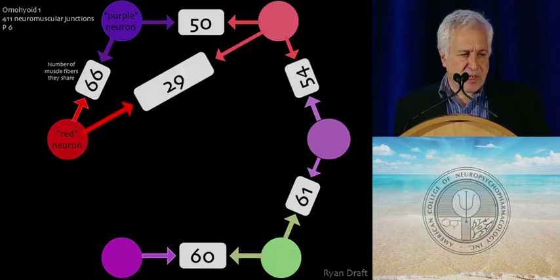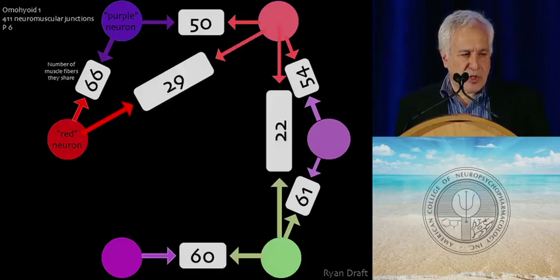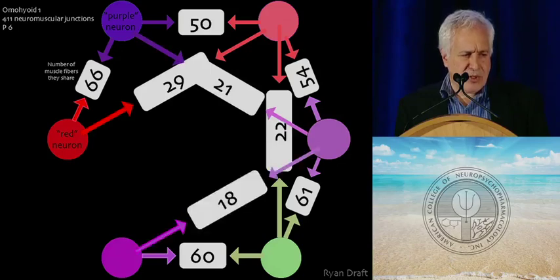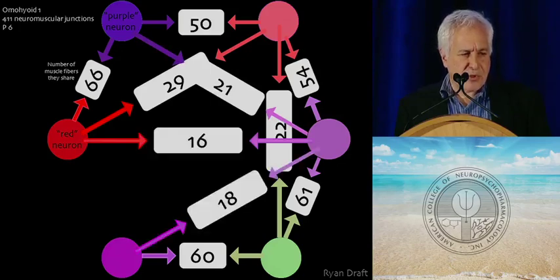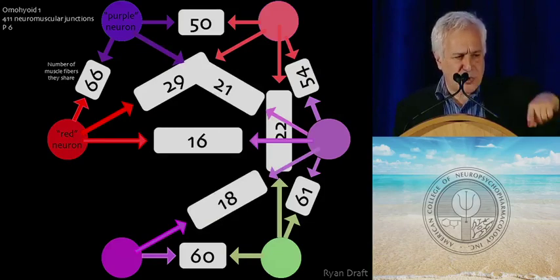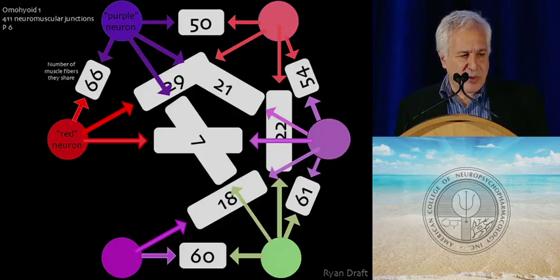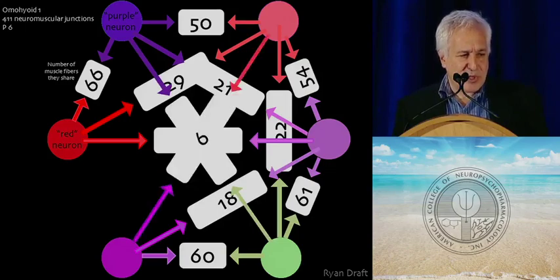The next most common actually was 29 by those two, which actually skips one in the particular order I've shown here. 22 neuromuscular junctions shared by those two axons, which skips one. 21 by those two, which also skips one. 18 by those two, which also skips one. 16 neuromuscular junctions by those two axons, which skips 2 in this order. 7 by those two, which also skips 2. 6 by those two, which also skips 2.